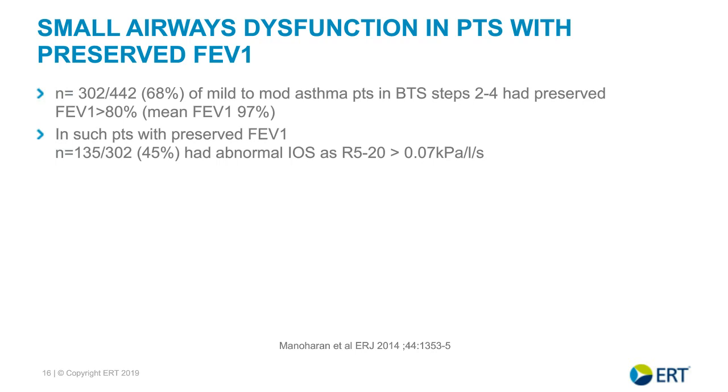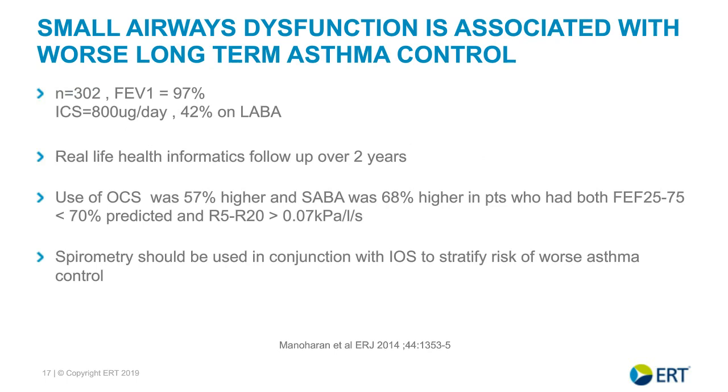And in these patients who had a preserved FEV1 with a mean value of 97% predicted, 45% actually had an abnormal oscillometry value of R5, R20 more than 0.07 kilopascals per litre per second. So you can see again that it's very useful for picking up small airways dysfunction in patients who have preserved spirometry.